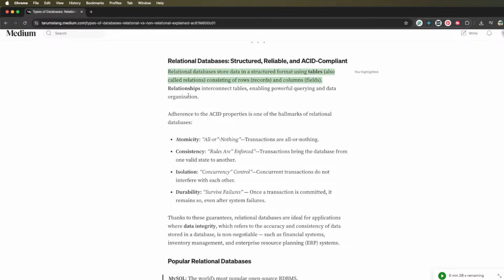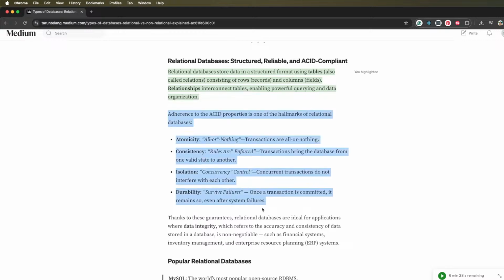Sounds technical, but it's fundamental. Yeah, it might sound a bit intimidating, but it's basically a set of really strict guarantees. They ensure your data stays accurate and reliable no matter what. Think of it like a contract. Exactly. So atomicity, that means a transaction is all or nothing. Like sending an email, it either sends completely or not at all. No half-sent emails. Perfect example.